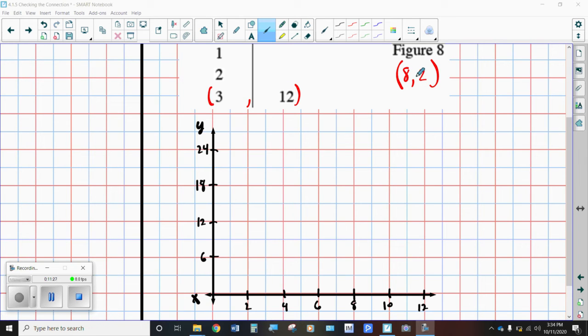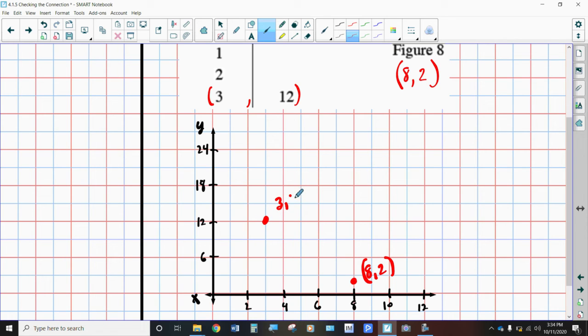So let's start plotting these points. I'll do this in red. Let's take 8, 2, which would be right around here, and I'm going to go ahead and label that 8, 2. And then this is 3, 12, so we'll go to 3, and then 12 is going to be right here. 3, 12. Now I'm going to connect these points with a line, and I'm going to have that line go all the way through for my y-intercept, which looks like it's going right through the 18.